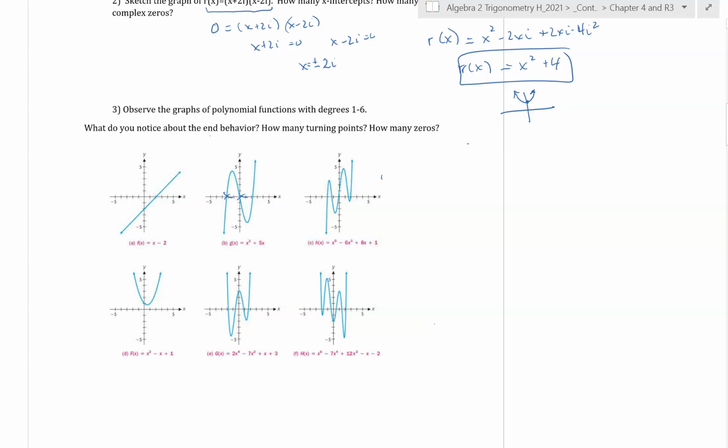Okay, so let's take a look at these other graphs here. They are graphs of polynomial functions with degrees 1 through 6. What do you notice about the end behavior, turning points, zeros, etc.? So go ahead and pause the video and think about all of those things for each of those graphs.